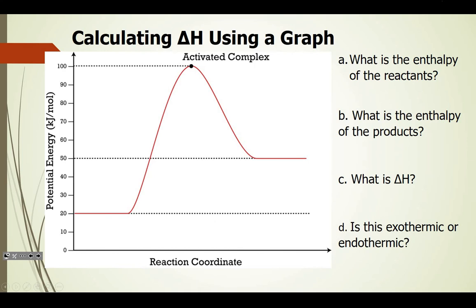All right. So now we've got this graph, and we should be able to, in our minds, figure out what each of these things are. So let's look at it. What is the enthalpy of the reactants? That's like saying, what is the potential energy of the reactants? So what is it from this graph? 20. Don't just put 20, though. We need units. So it's 20 kilojoules per mole, right? Okay, what's the enthalpy of the products? You're just reading off the graph now. 50. Good. And it's 50 kilojoules per mole, right?